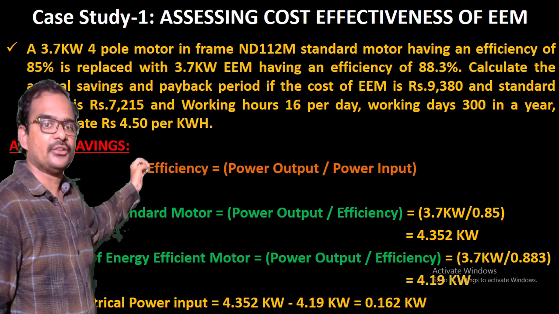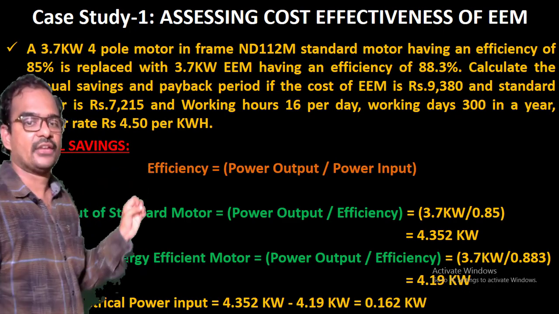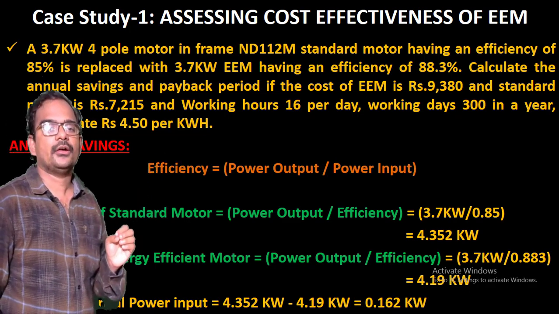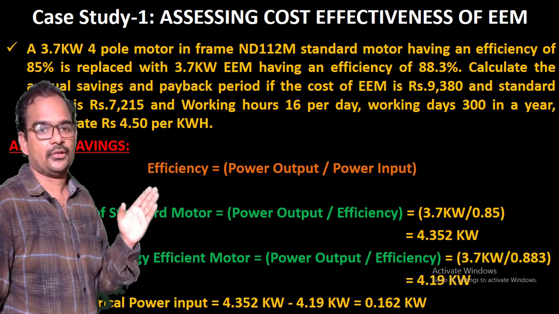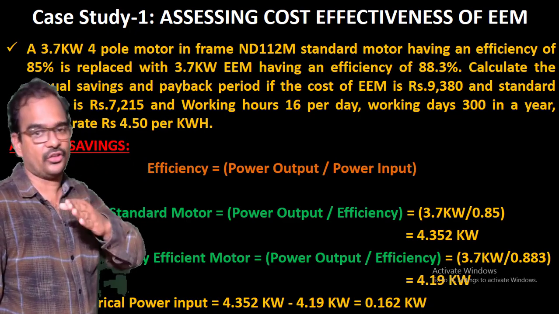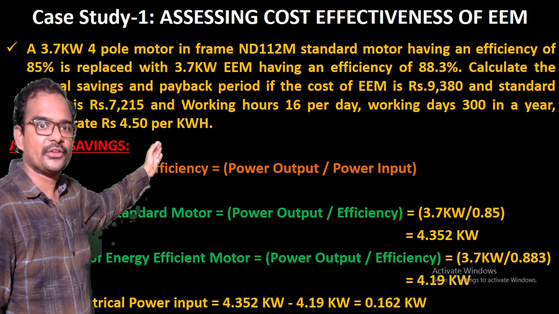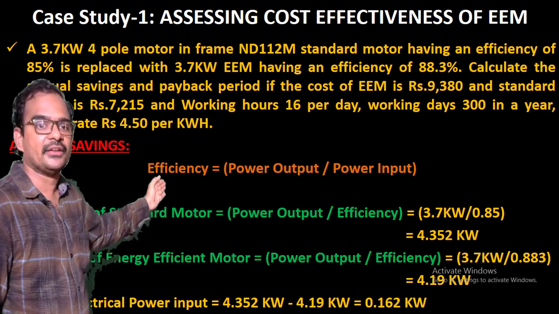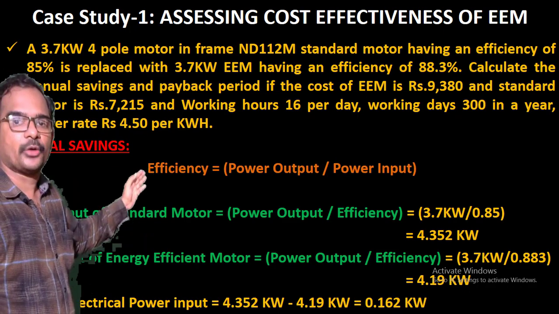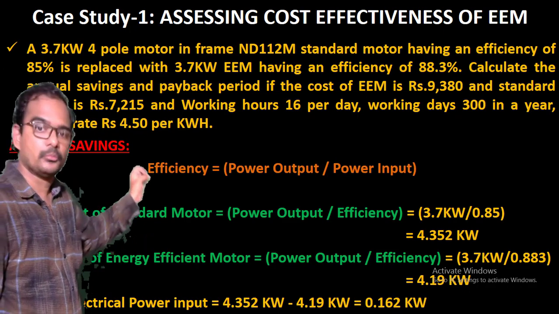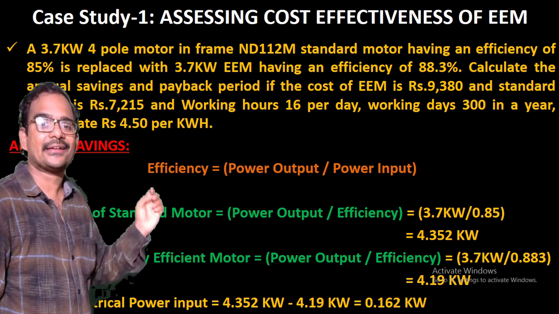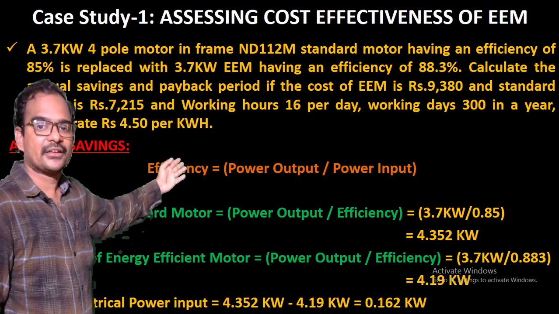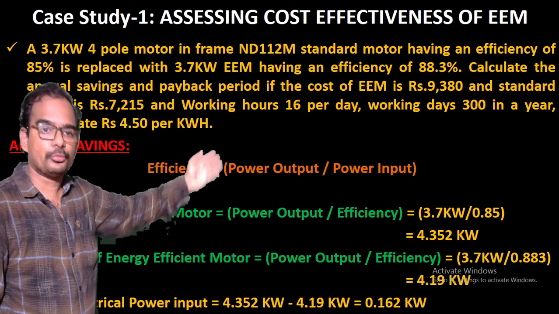Now first calculate the annual savings. So what is an efficiency? Efficiency is nothing but power output by power input, right? For the motor, what is the input? Electrical energy. What is the output? Mechanical energy. So 3.7 kilowatt is the mechanical output. And you have the efficiency of 85% for a standard motor and 88.3% for an energy efficient motor. Now first we have to calculate the electrical power input. From the efficiency equation, electrical power input equals mechanical power output by efficiency.